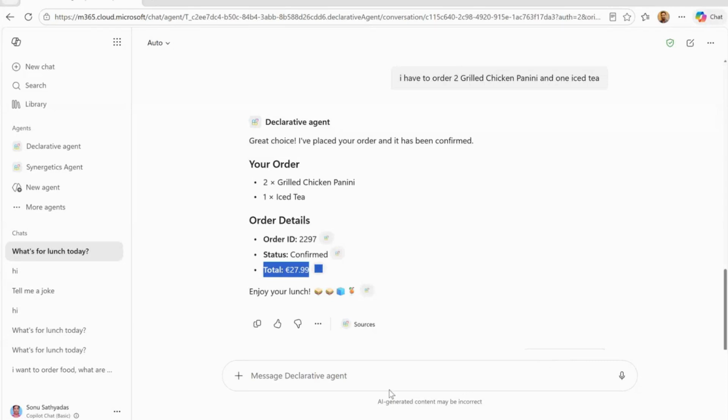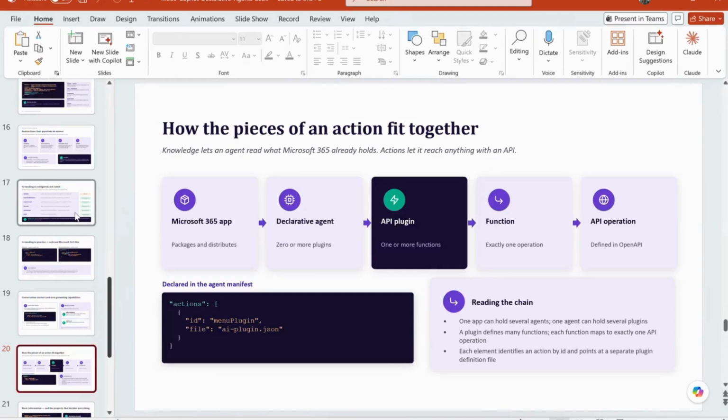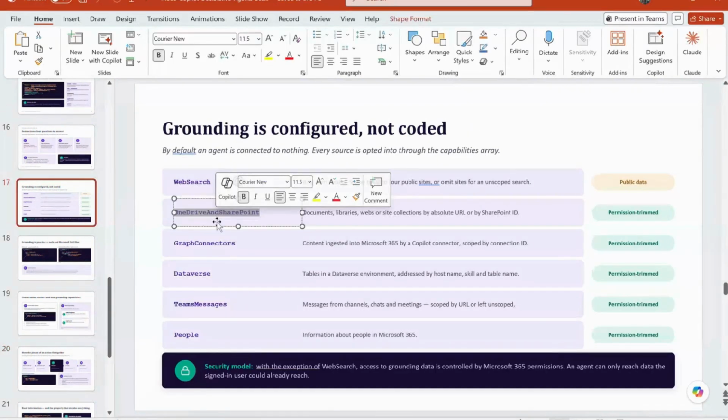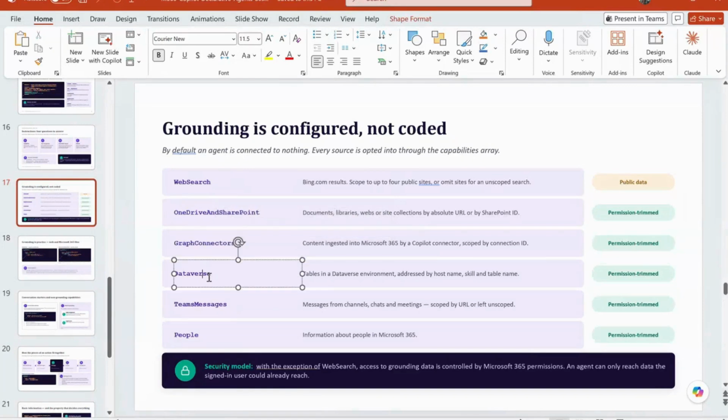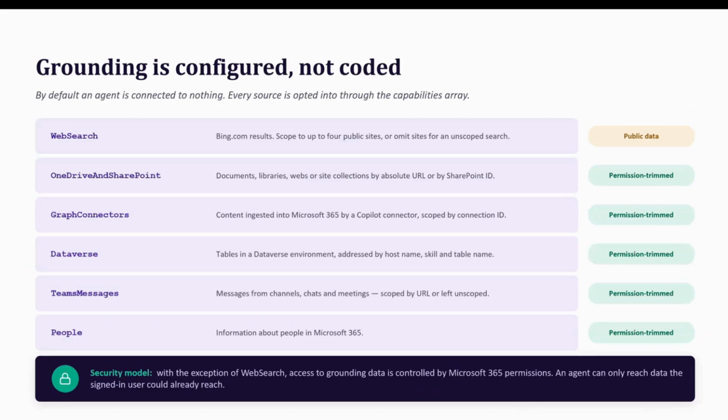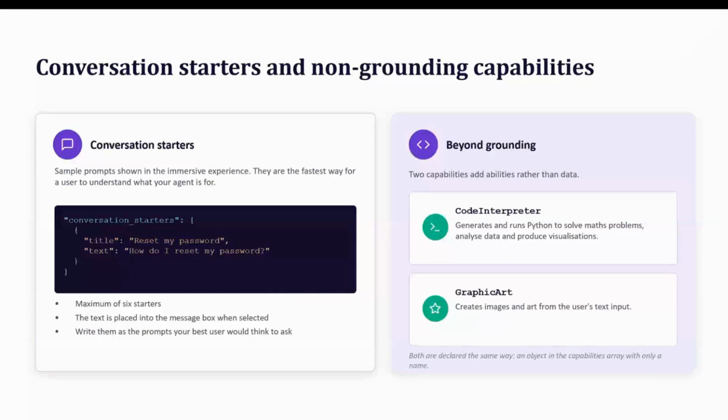Under capabilities, you will be able to configure web search, OneDrive and SharePoint, graph connectors, Dataverse, Teams messages, people, and so on. And conversation starters, as I said, let you specify some pre-created prompts. You just need to click and send the request without typing anything. In addition to the grounding data sources, you can also configure the code interpreter and graphic art.